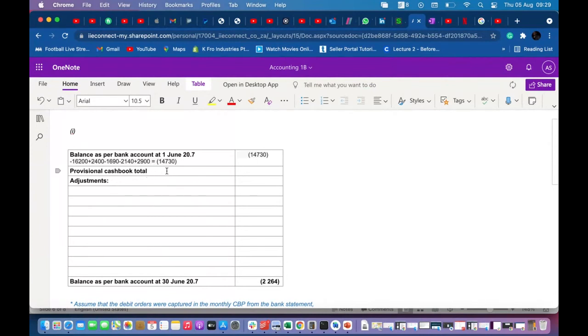Then provisional cash book total. When they say cash book, they're referring to both the cash receipts and the cash payments. So this is the opening balance on our bank account. Now we're saying what was our total receipts? Our total receipts was 112,000. And what was our total payments? It was 99,600. And the difference between those two, if you quickly calculate, you'll find is a positive 12,400.